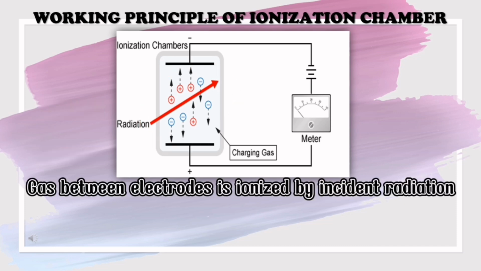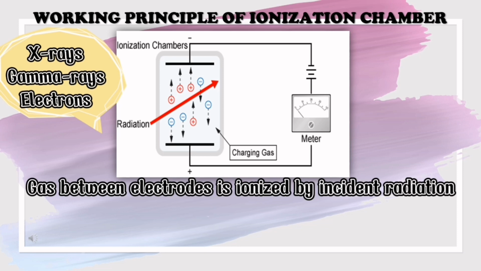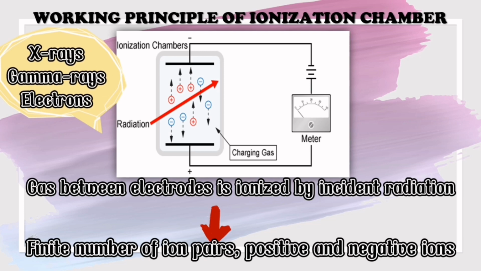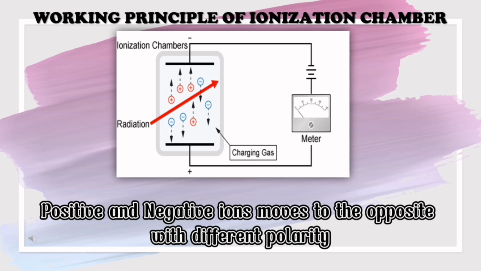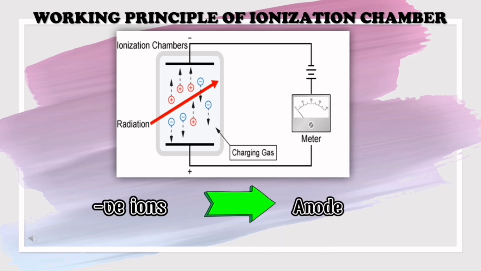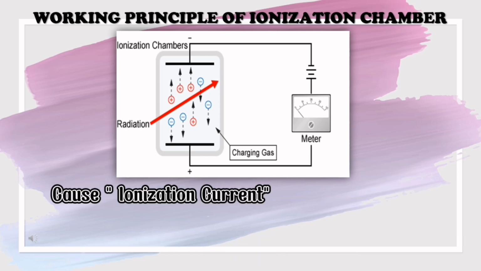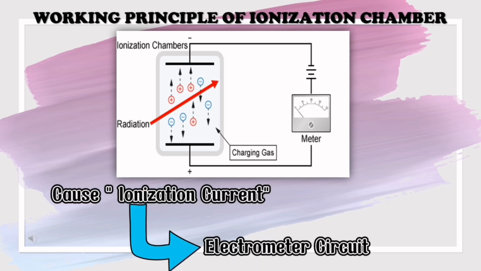When the gas between the electrodes is ionized by incident ionizing radiation from the source, either X-rays, gamma rays, or electrons, it creates a finite number of ion pairs, and the positive ion and electron form under the influence of the electric field. The resultant positive ion and electron move to the electrodes of the opposite polarity, where the negative charges are attracted by the anode and positive charges by the cathode. This causes an ionization current, which is then measured by an electrometer circuit.